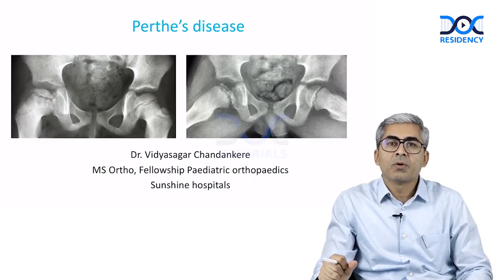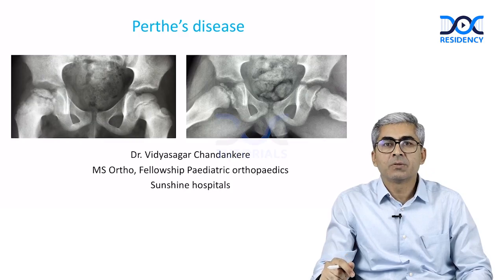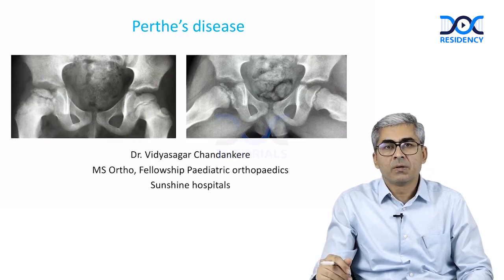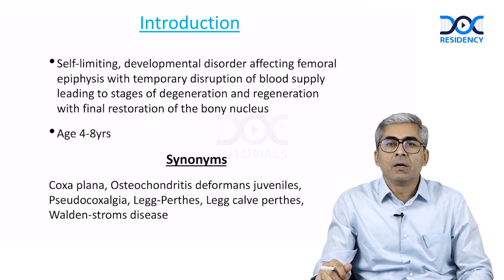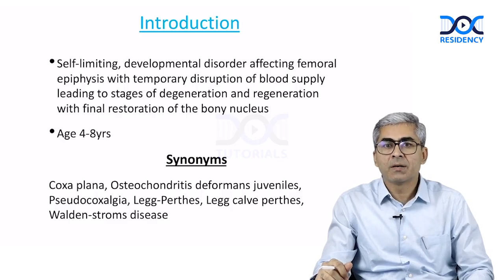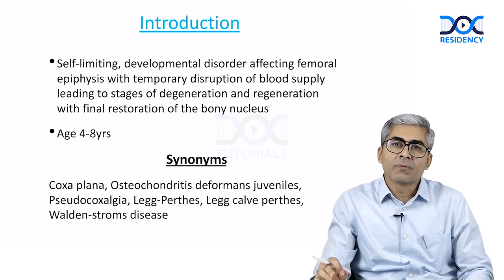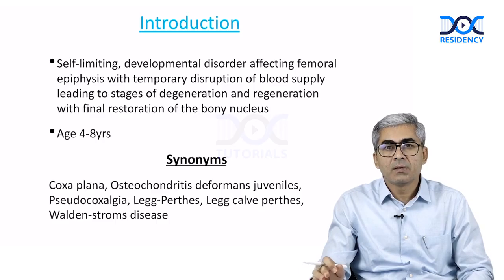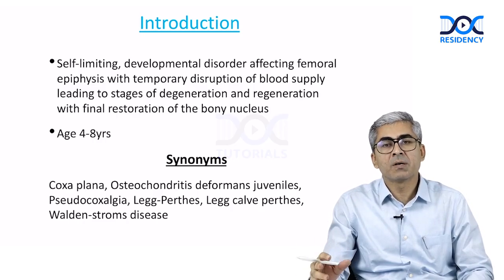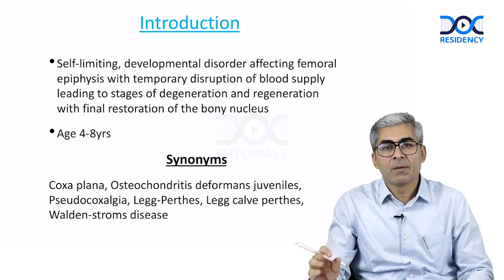So we'll talk today about Perthe's disease and get to know the theoretical aspect of what the PGs must know. Coming to the definition itself, it's a self-limiting developmental disorder which affects the femoral capital epiphysis, which results in a temporary disruption of the blood flow to the head, followed by restoration. And during this period, the head can get deformed. And ultimately, the head shape may not be restored, but the complete revascularization happens.